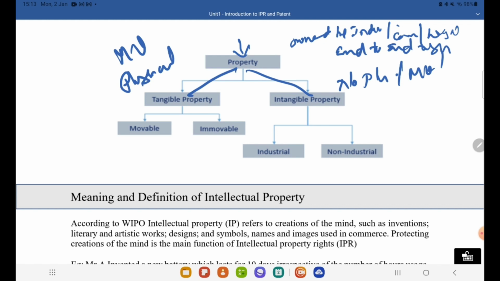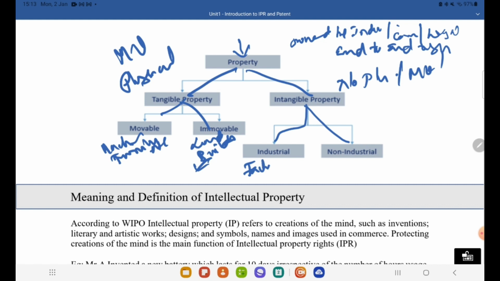Tangible properties are further broken down into movable and immovable properties. Movable can be moved from one place to another, for example machinery, furniture, etc. Immovable properties cannot be moved: land, buildings, or any machinery attached to the land. Intangible properties are further classified into industrial properties, related to factory or business, and non-industrial properties, dealing with artistic or human skills.